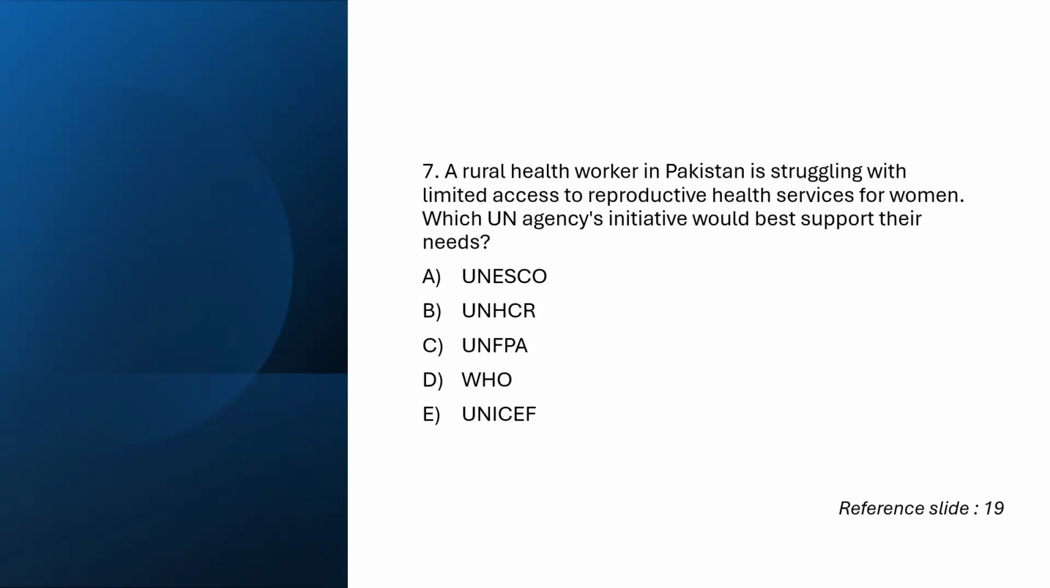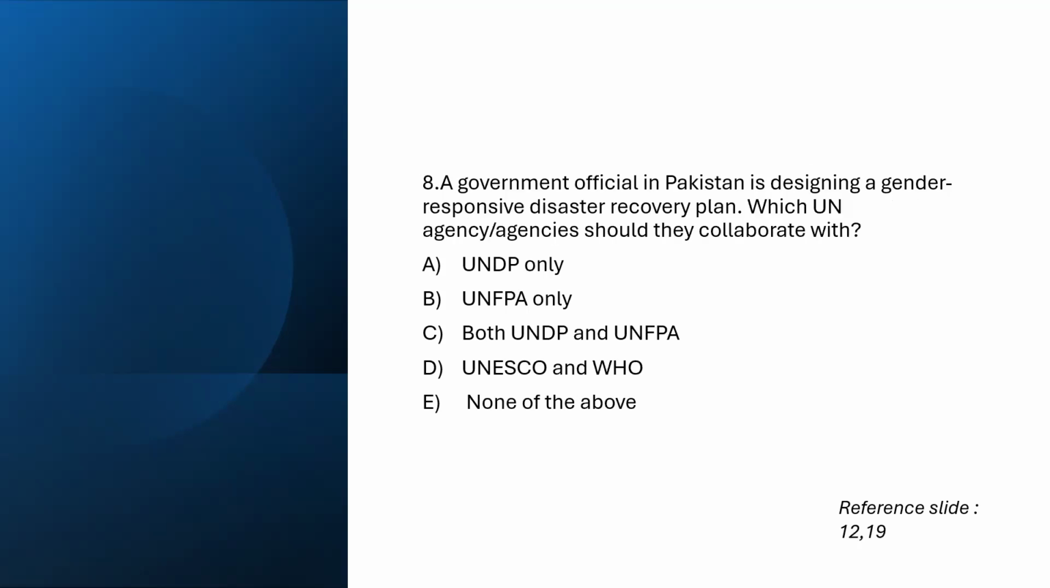Then we come to MCQ number 7. A rural health worker in Pakistan is struggling with limited access to reproductive health services for women. Which UN agency's initiative would best support their needs? A. UNESCO. B. UNHCR. C. UNFPA. D. WHO. Or E. UNICEF. C. Yes, it's UNFPA.